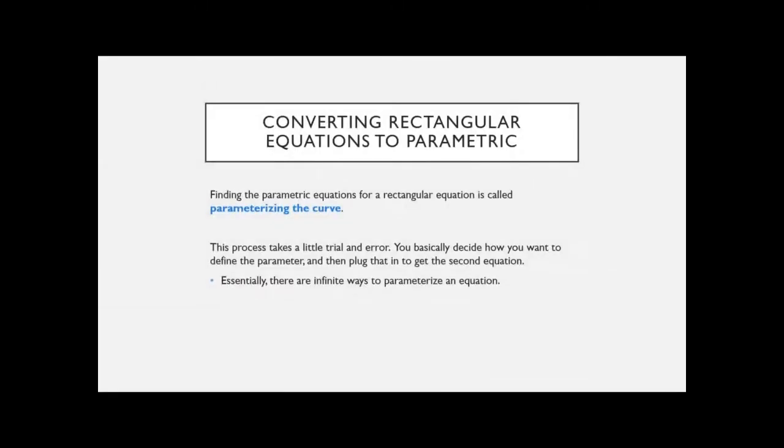Okay, so you may be wondering, okay, well, how do I go the other way? How do I take something in terms of x and y and then change it to something that's in t? So doing this is called parameterizing the curve. There are multiple ways to do this. There is not really a wrong way to do this. There are certain types of equations that tend to get parameterized a certain way because that's the easiest way, but you can really do it any way you want. You just pick what you want to let equal t, and then you go from there.